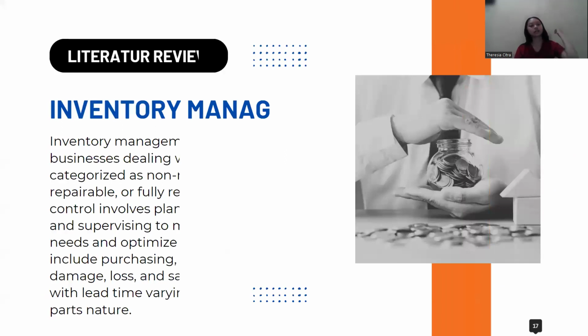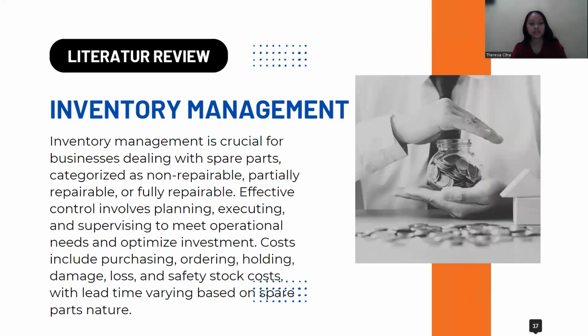And this is the literature review. The first is inventory management. Inventory management is crucial for businesses dealing with spare parts, categorized as non-repairable, partially repairable, or fully repairable. Effective control involves planning, executing, and supervising to meet operational needs and optimize investment. Costs include purchasing, ordering, holding, damage, loss, and safety stock costs, with lead time varying based on spare parts nature. Next slide.